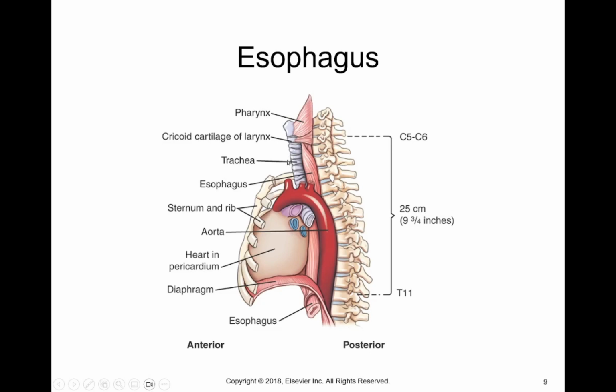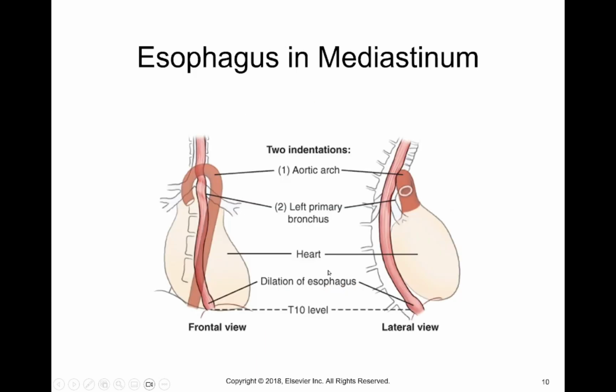So the esophagus from a lateral view looks like this. So we've got the airway here, and then you've got the pharynx down to the epiglottis, where you've got a division between the airway and the esophagus, and then the esophagus is just anterior to the spinal cord.